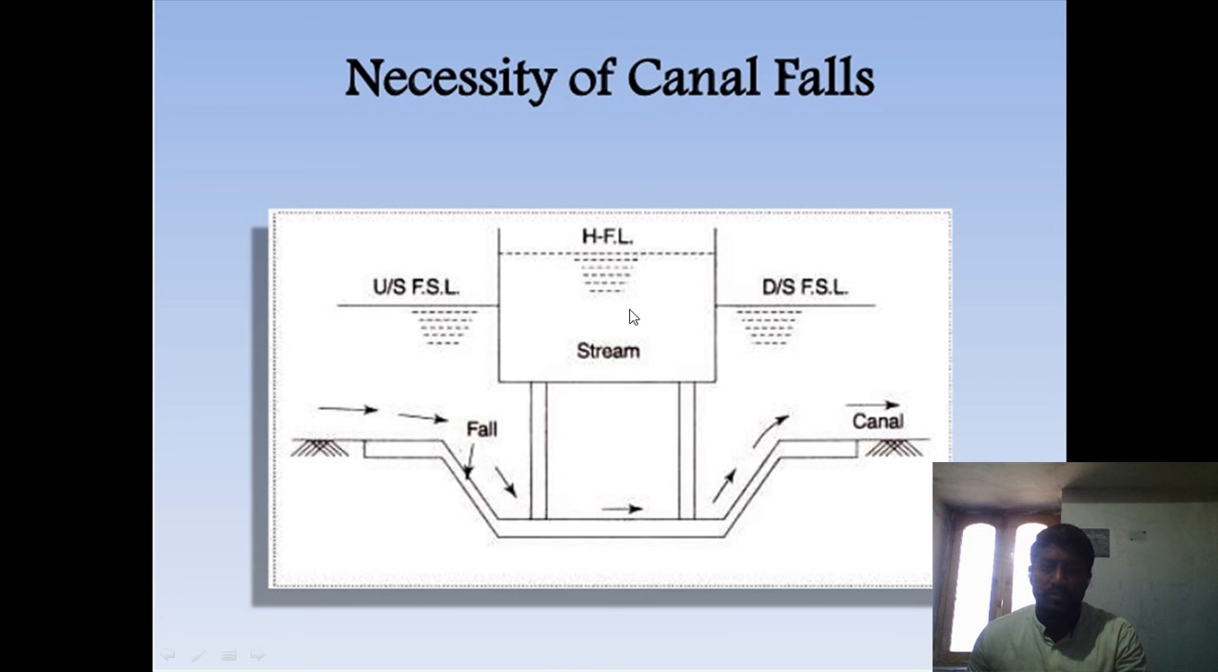This is the upstream full supply level, downstream full supply level, and high flood level. And this is the fall from the upstream full supply level. The water comes from this upstream full supply level and reaches the canal automatically. When this high flood level is reached, the water reaches the downstream full supply level. Coming from the upstream side and reaching this high flood level, the water automatically goes to the downstream full supply level.